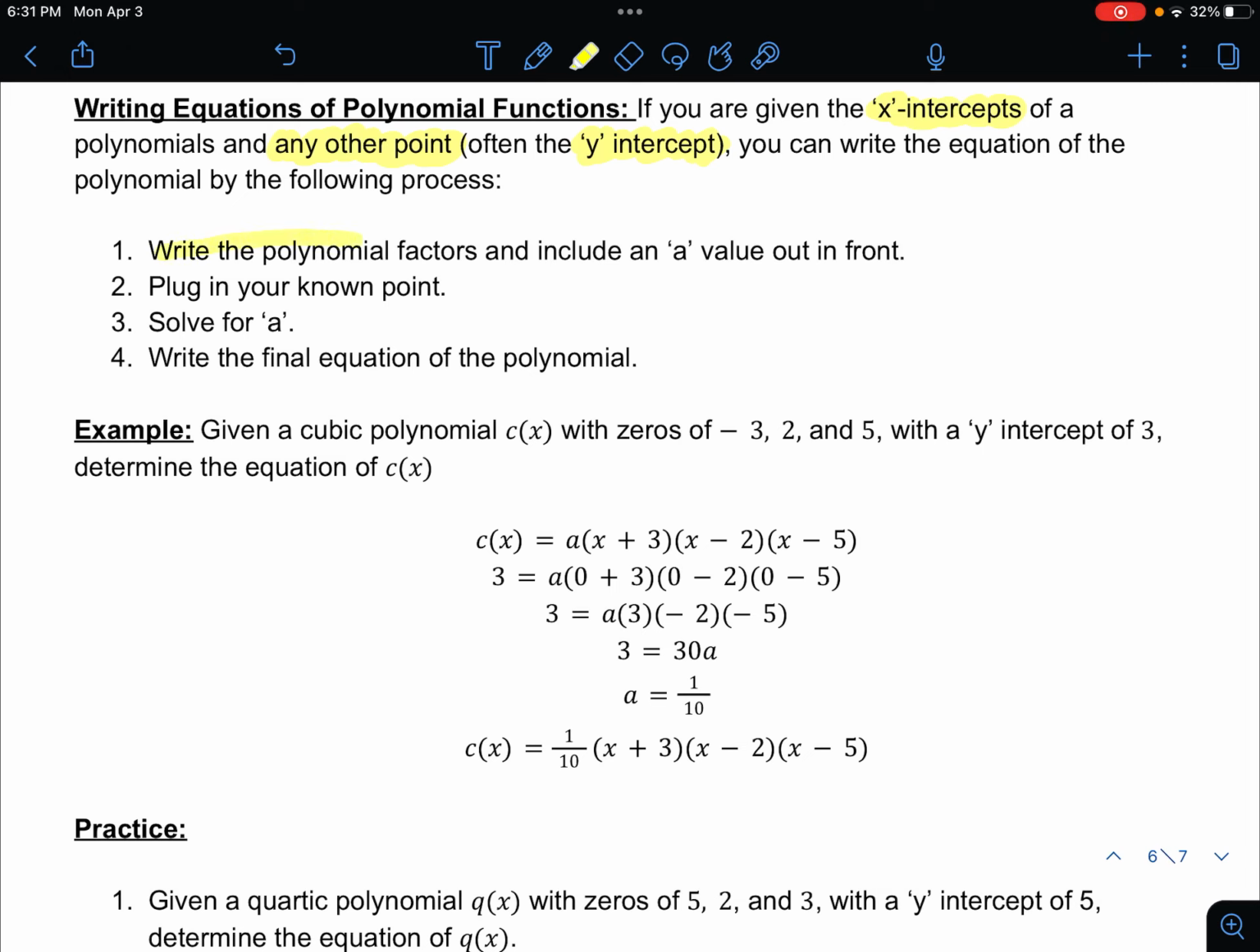What are you going to do? You're going to write the factors and include an a value out front. You'll plug in your point, then you'll solve for that a value, and then you'll write the final equation.